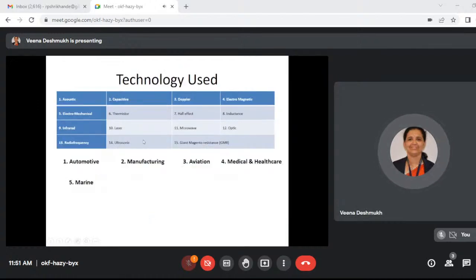Now, a variety of technologies are used in building these sensors. Basically the capacitive touch or Doppler effect, electromagnetic, acoustic, electromechanical, infrared or thermal properties, etc. These are the various technologies used in building the sensors. And the applications are in automotive, manufacturing, aviation, medical health, marine. So everywhere the sensors are used.